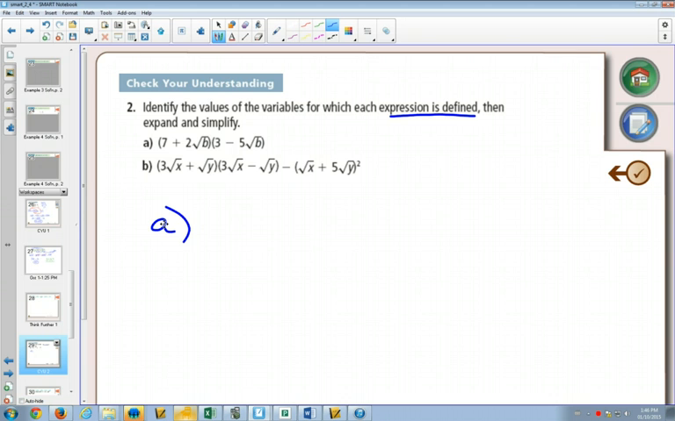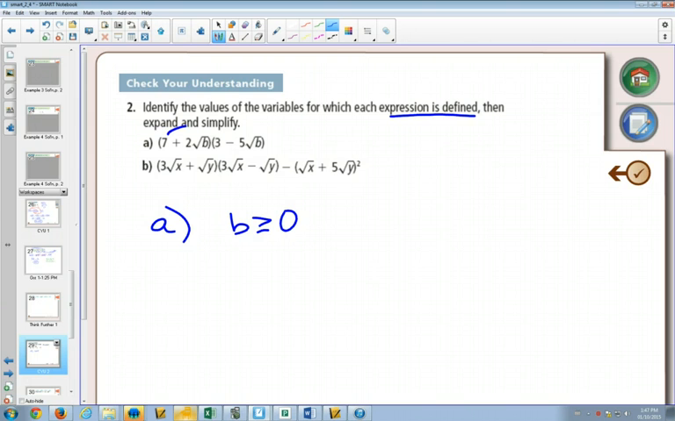So first of all, we look in A and we see that we have some square roots. And we know that we can't take square roots of negatives. So we check, will that ever be a problem? Yes, that would be a problem if B were negative. So this one is only defined when B is positive. So first of all, we look at that, say we can't take the square root of a negative, so it's only defined when B is greater than or equal to 0.